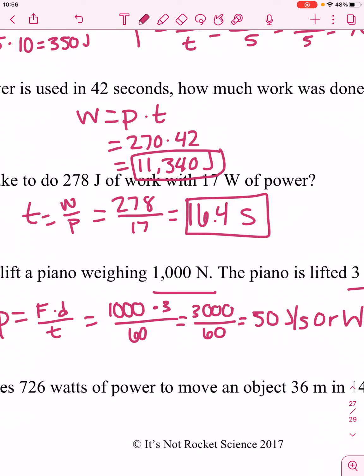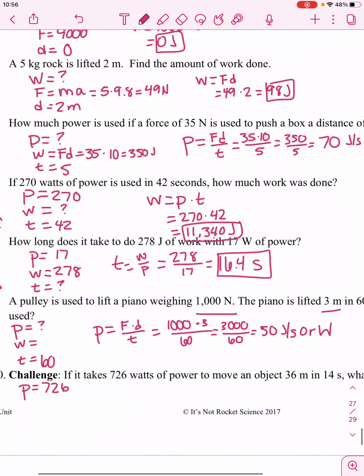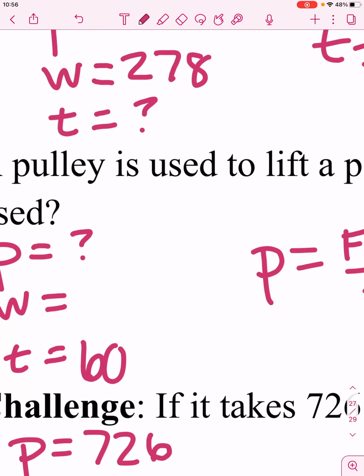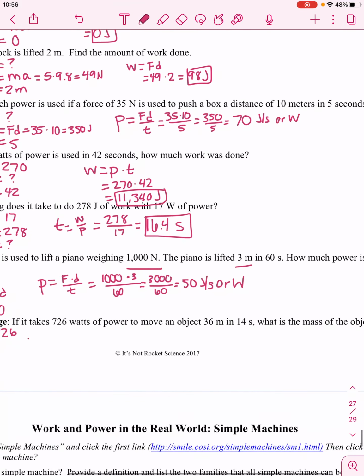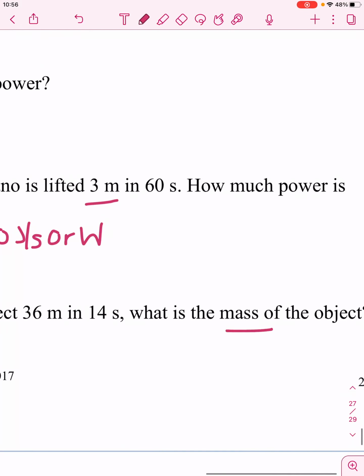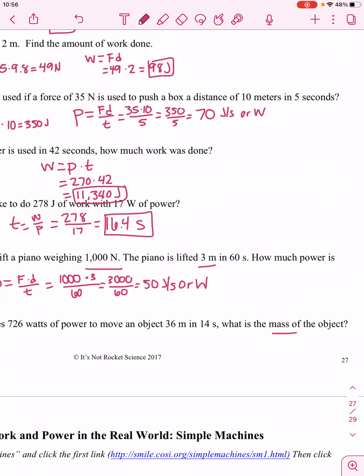All right, number 10 says if it takes 276 watts of power to move an object 36 meters in 14 seconds, what is the mass of the object? So this one involves, obviously, the power equation. It's going to involve that third one in the power equation where I had to solve for mass, which was P equals MAD over T. So I had you guys write that one down yesterday. So basically what I want to do here is solve for M.